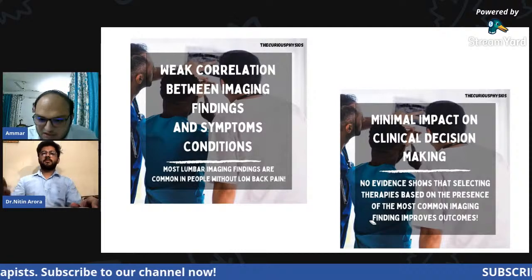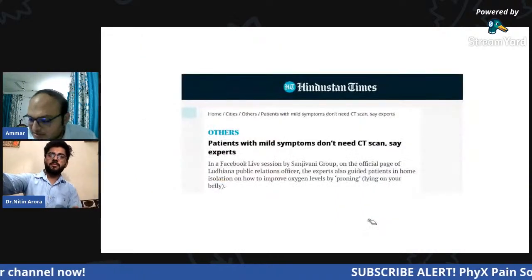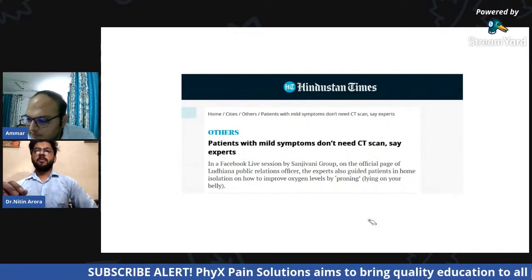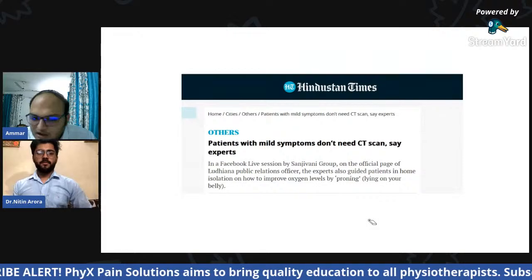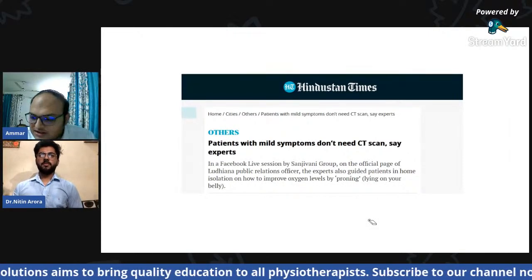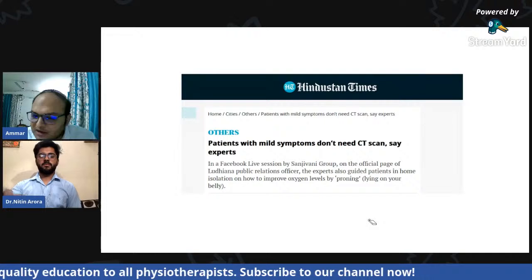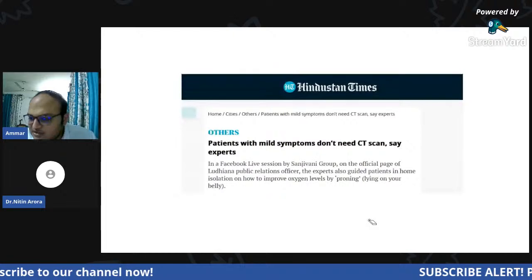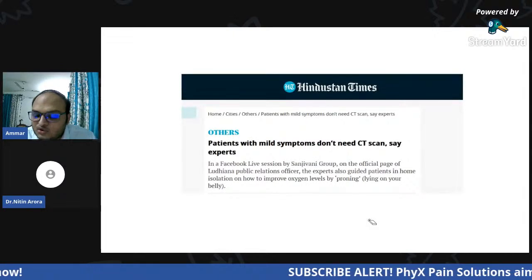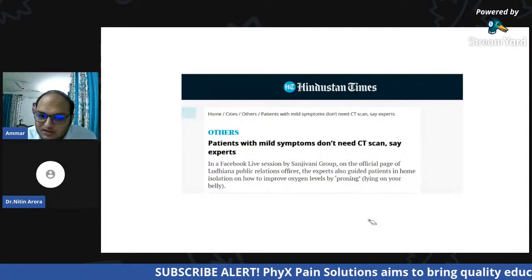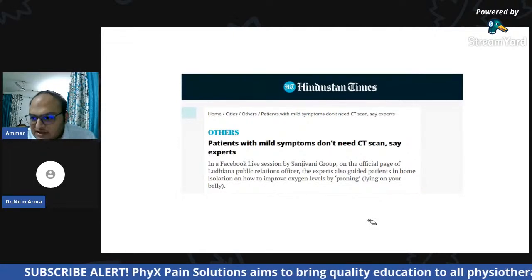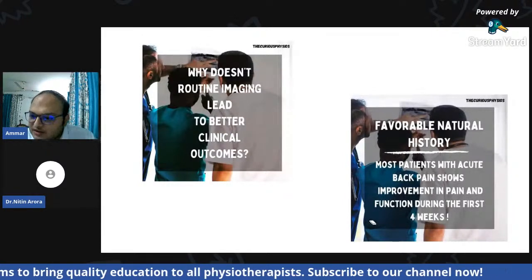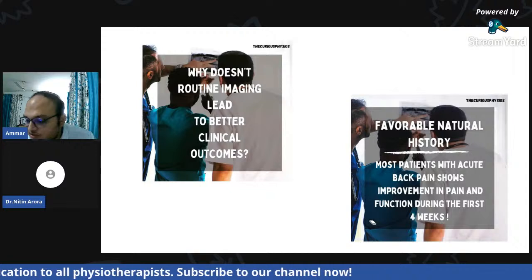I'll not go into depth of this. I'll just give you an example from recent times. Before, everyone was using CT scans. This is a recent report in Hindustan Times where they said that patients with mild symptoms don't need a CT scan, because they found out that minute changes on CT were not associated with significant COVID pneumonia. Similarly, this is applicable to our profession also. Sometimes what you see on an X-ray or an MRI is not the real picture of the patient. It's not the physical picture of the patient.